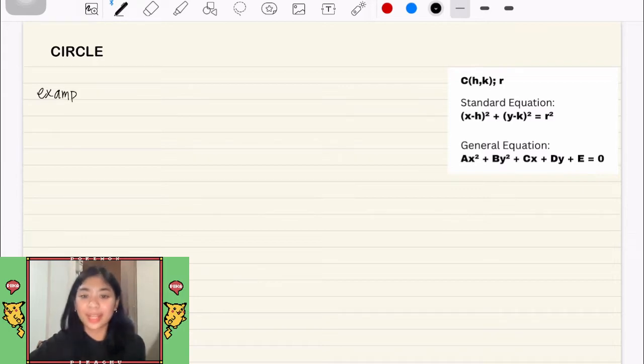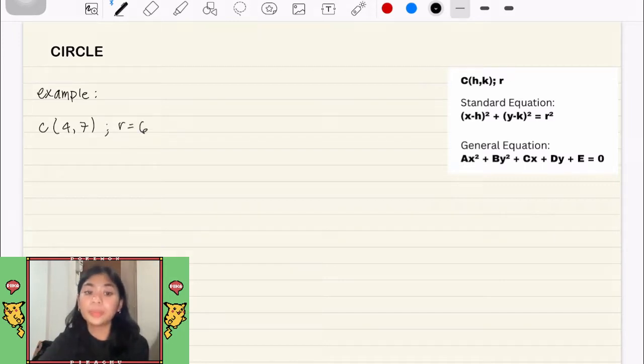Now, let's have an example. For this example, we will be having 4 and 7 as the values of the center, h and k, and a radius of 6. To solve for the standard equation, we will be substituting the given terms in the standard equation of a circle. Thus, the equation will be quantity x minus 4 quantity squared plus quantity y minus 7 quantity squared equals 36 as your standard equation.